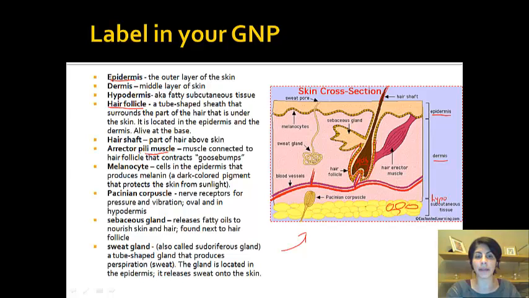The erector pili muscle is a small muscle that when it contracts gives you what you know as goosebumps, and it's associated with every single hair follicle you have. One sebaceous gland is also associated with producing an excretion that will coat your skin and the hair with oils.